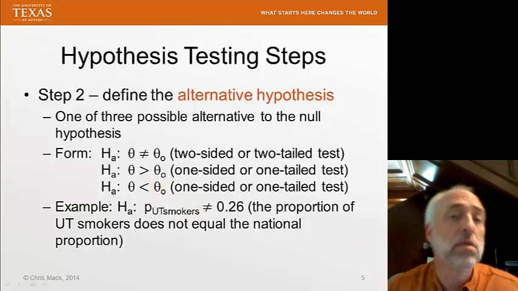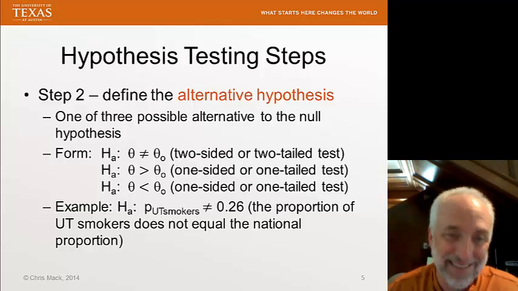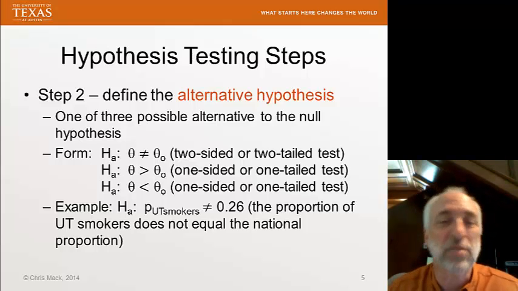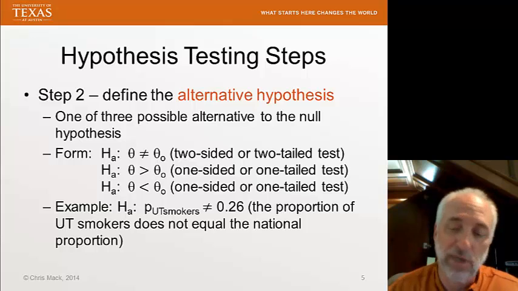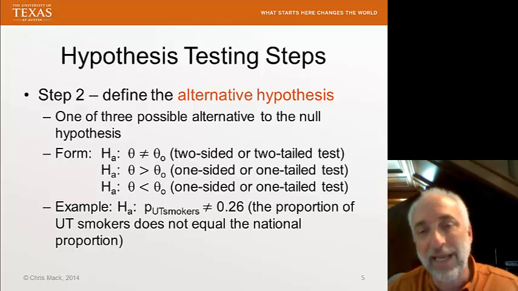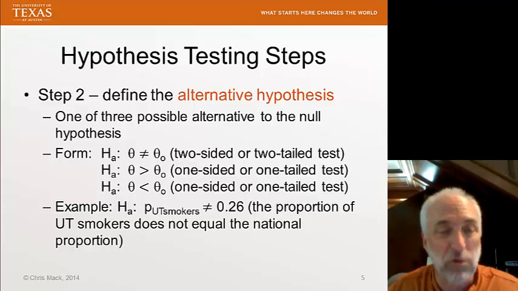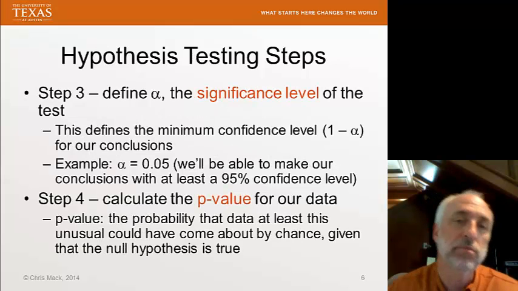So the alternate hypothesis, we pick it depending on the kind of problem we're trying to solve, the kind of question we're trying to answer. Here I'm going to pick and try to answer the question, do UT students smoke at a different rate than the national norm for college students?